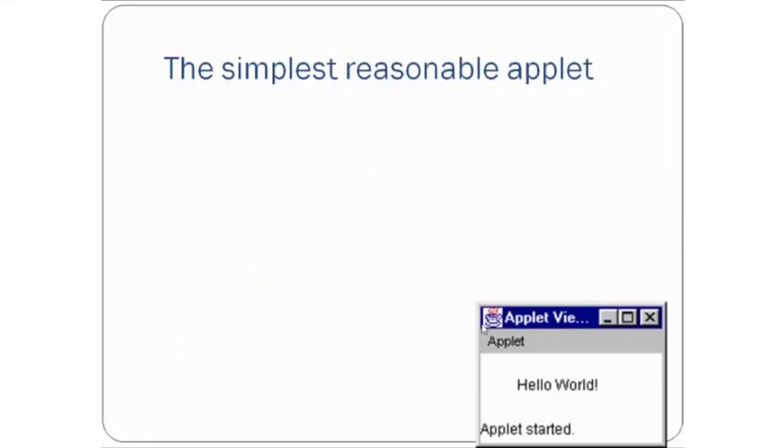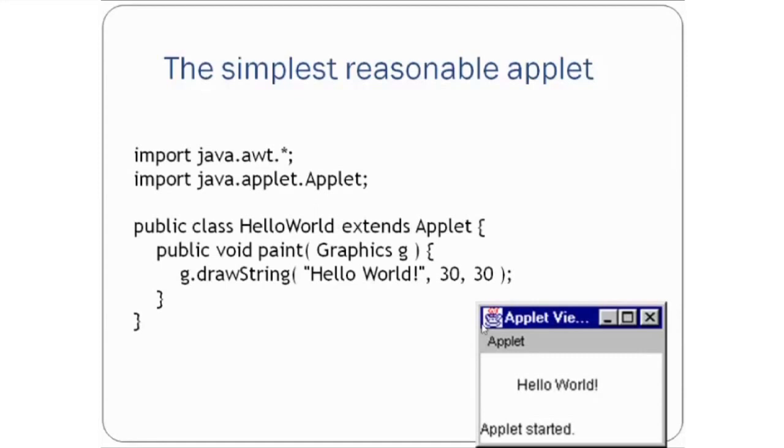Now let's create the simplest reasonable applet. Reasonable because let's do something in our applet, since right now we are not doing anything. In this applet program, we are going to print hello world. So you see we have import java.awt, and then import java.applet. After that we have public class HelloWorld extends Applet, and after that we have public void paint.